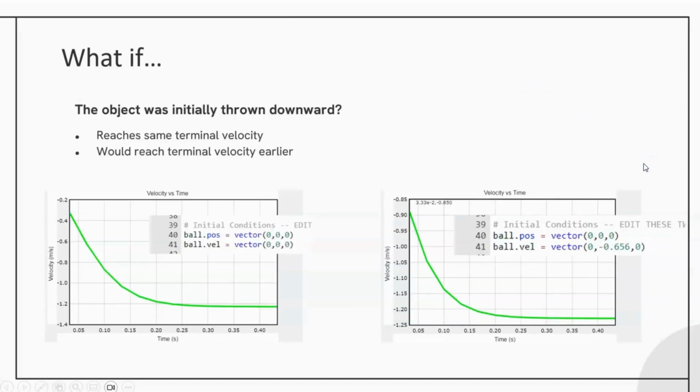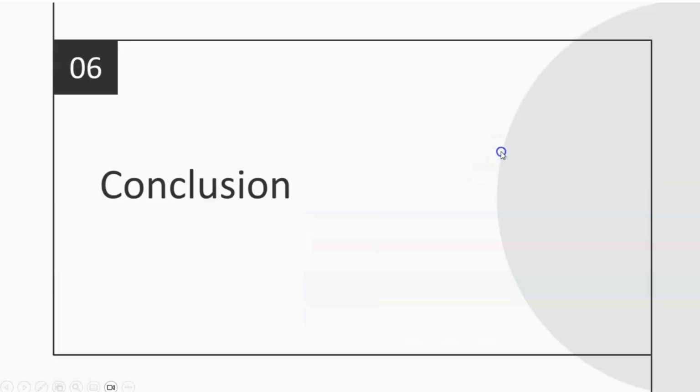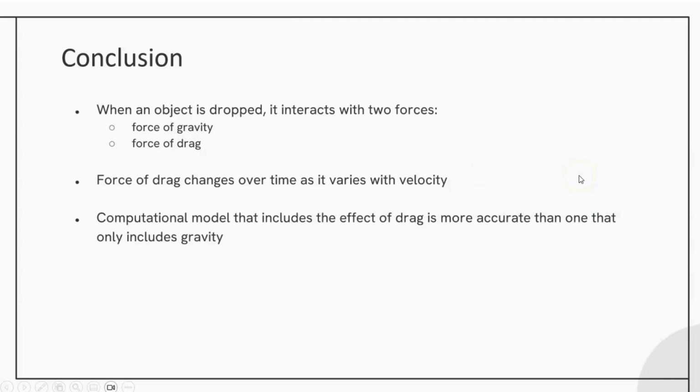And now onto the what if question. If the object was initially thrown downward, it would reach the same velocity just at an earlier time, as shown by the computational model on the right, which has the downward velocity. And for the conclusion, when an object is dropped, it interacts with two forces, the force of gravity and the force of drag. The force of drag changes over time as it varies with velocity, and a computational model that includes drag is more accurate than one that only includes gravity.